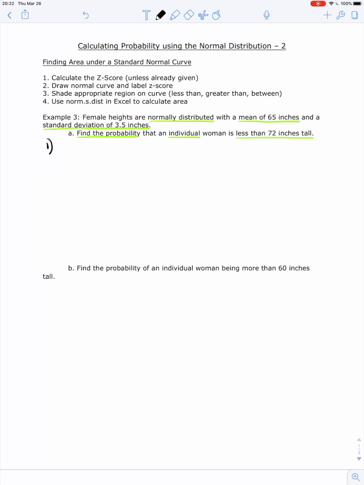The first thing we want to do is find that z-score. So z equals x, which is our data value of 72, minus the mean of 65. Remember, we put that in parentheses, so we remember to do that first. And then divided by the standard deviation of 3.5. I have to actually calculate this quick because I don't remember what the answer is. It's 2. I could have done that in my head, but I didn't. So if a woman is 72 inches tall, that means she is 2 standard deviations above the mean.